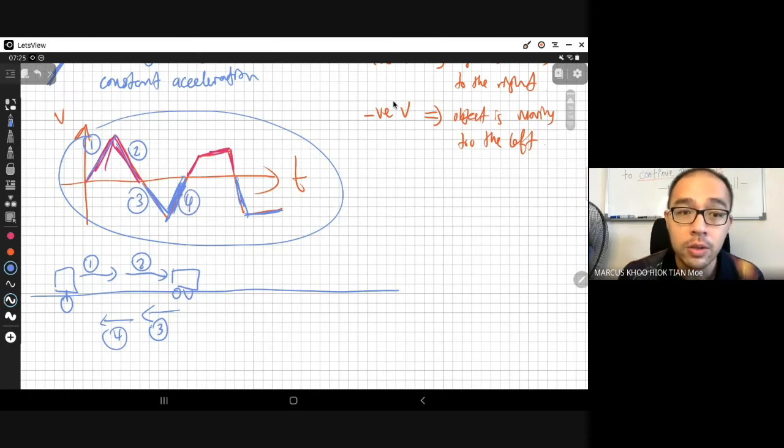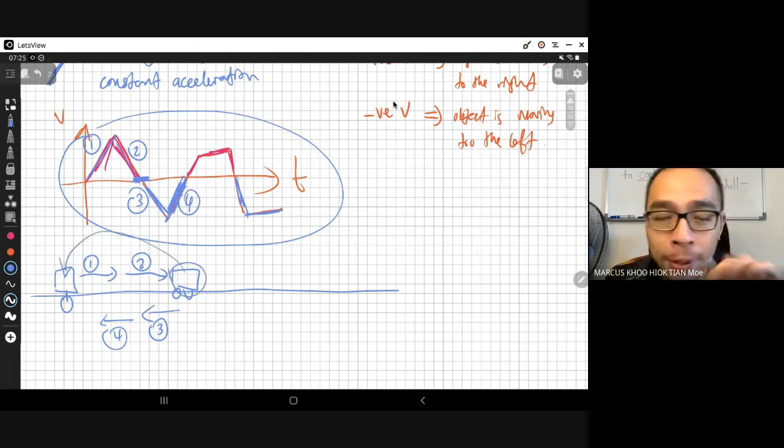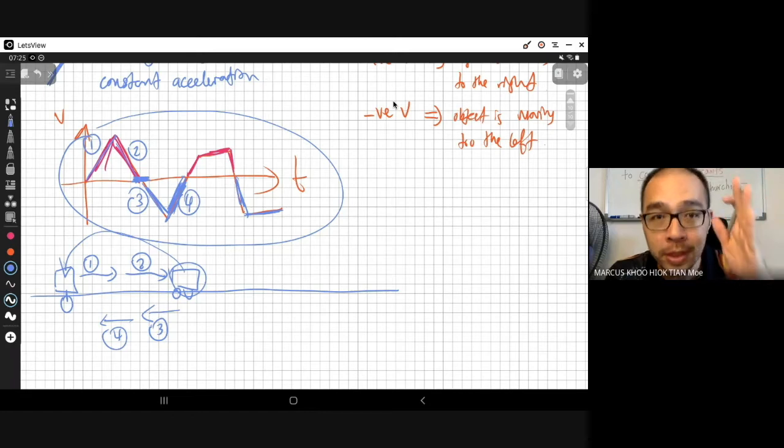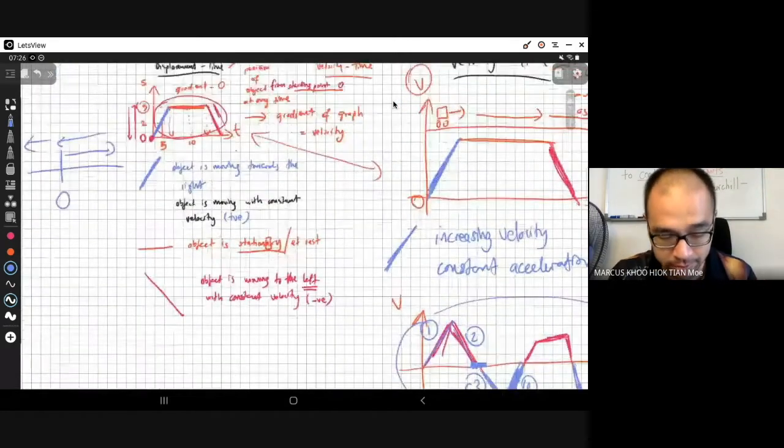Okay, so that's what this means. It doesn't mean that if it comes back to the 0 position, this car magically jumps back. No, it's not what it means. It just shows you whether it's going faster, going slower. That's it. It doesn't tell you the position. Position graph only tells you the position.